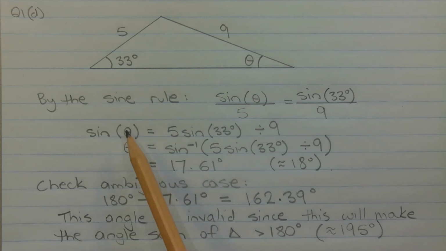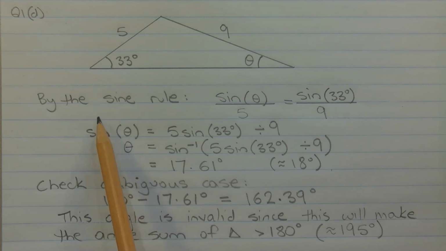The next step is to make theta itself, which is the angle, the subject. So I'm going to do that by taking the inverse sine of both sides of the equation. That's the opposite operation of sine. So theta is equal to inverse sine of 5 times sine 33 degrees divided by 9. And evaluating this expression here, we get around 17.61 degrees, correct to 2 decimal places, which is around 18 degrees, correct to the nearest whole number.